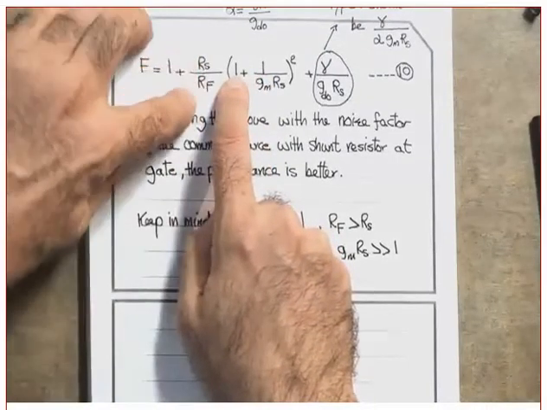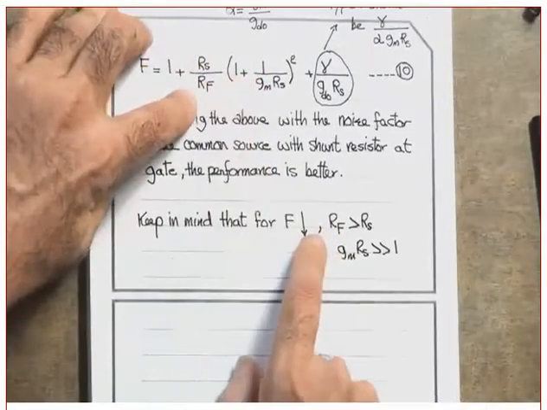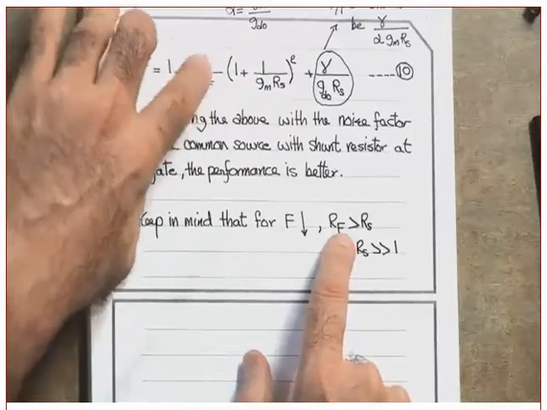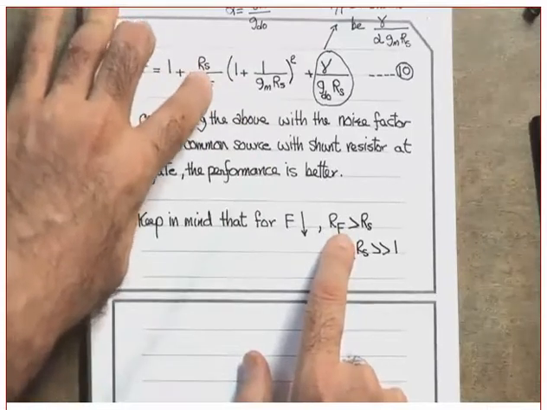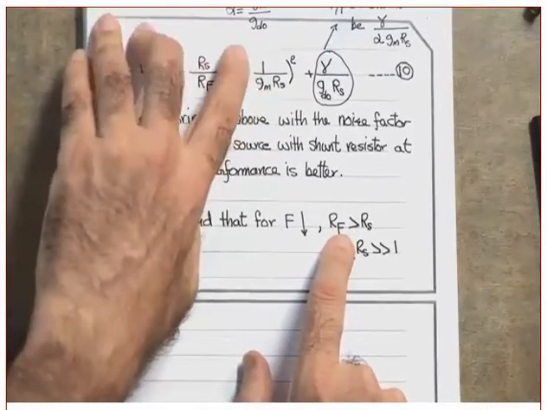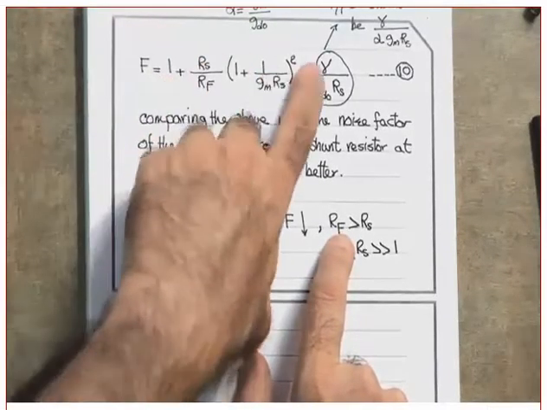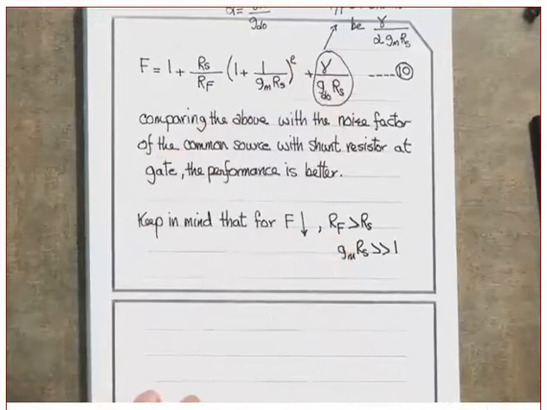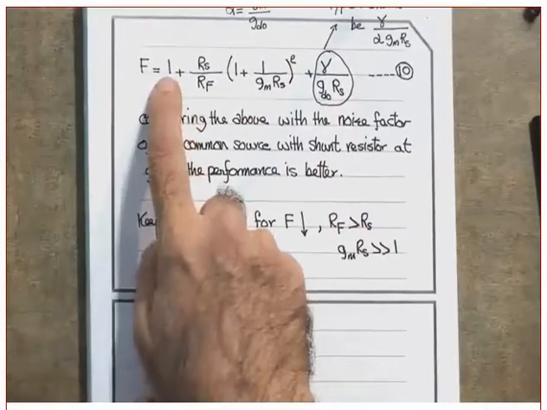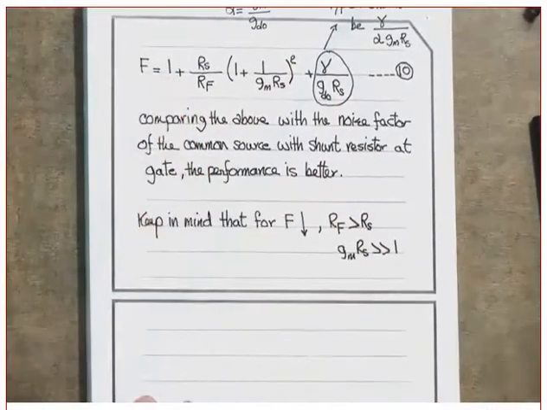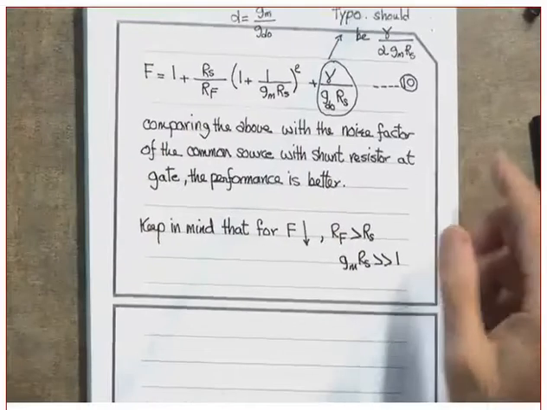And what can you tell me about RS and RF? If RF is greater than RS, this one is negligible, which means this middle term is gone, and you end up with 1 plus some term here. Clear? Which means the noise figure is better than the previous one, because there is a 1 here. In the previous one, there was a 2. Clear?